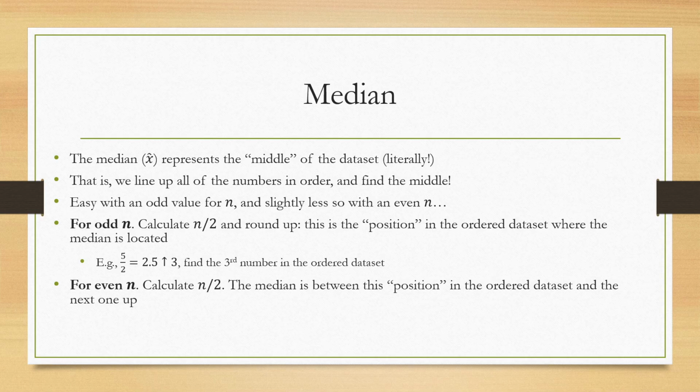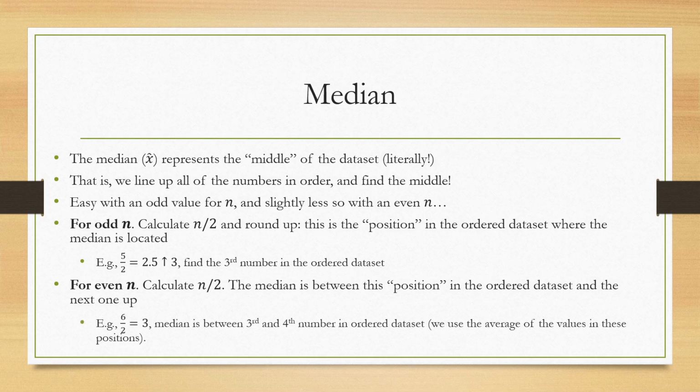Now, for an even sample size, this is a little more tricky. We calculate n over 2, which for an even sample size is going to be a whole number. This gives us a position, and then we do this position and the next one up. So let's do a quick example here. Let's say we had 6 numbers. This would work with 4 numbers, our example earlier. 6 over 2 is 3, so that's the third position. And then we would say the median is between the third position and the next one up, which would be the number in the fourth position.